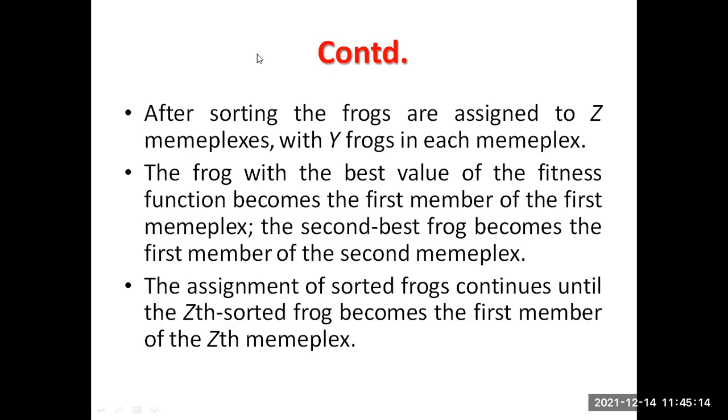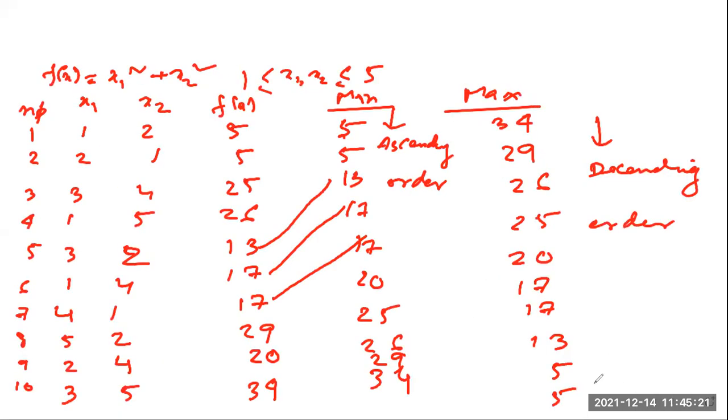If you see what we have drawn there, how will we assign? Let us say it is a maximization problem. This particular set, corresponding to this 3 and 5, is 34. This one will be given first choice, then this one 29, then 26. So this particular one goes to the first memplex as first, then this is second, this is third, then this is fourth, and then this is fifth.